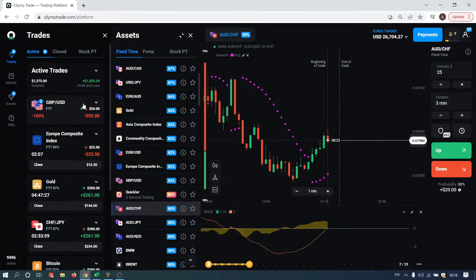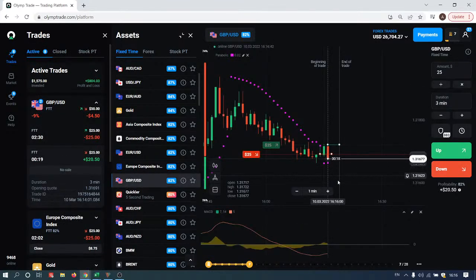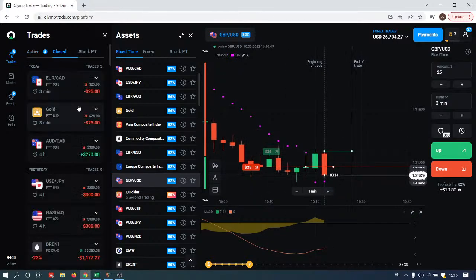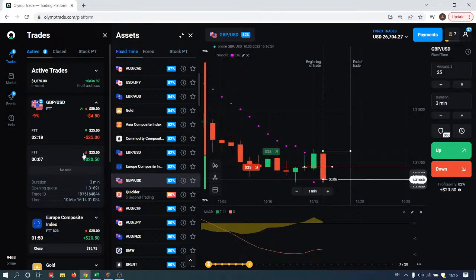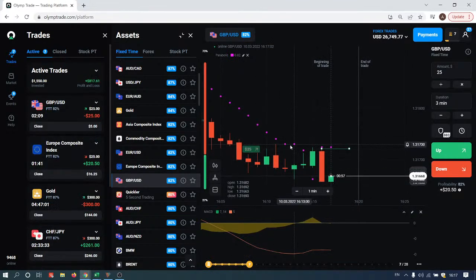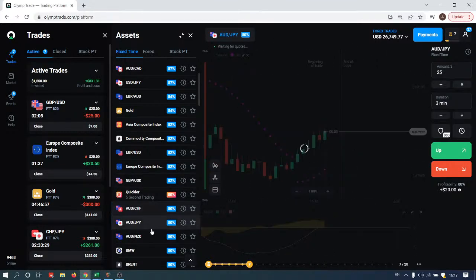So where is my GBP? Okay, 22 seconds to go on this one. 10 seconds to go. It'll be very interesting if both of them close with a profit eventually. That'll be fun. So this trade closes with a profit.